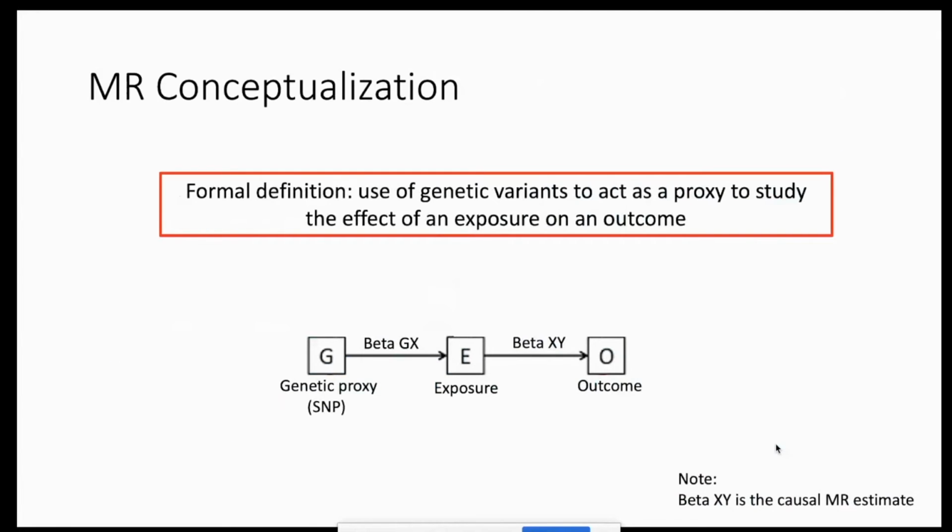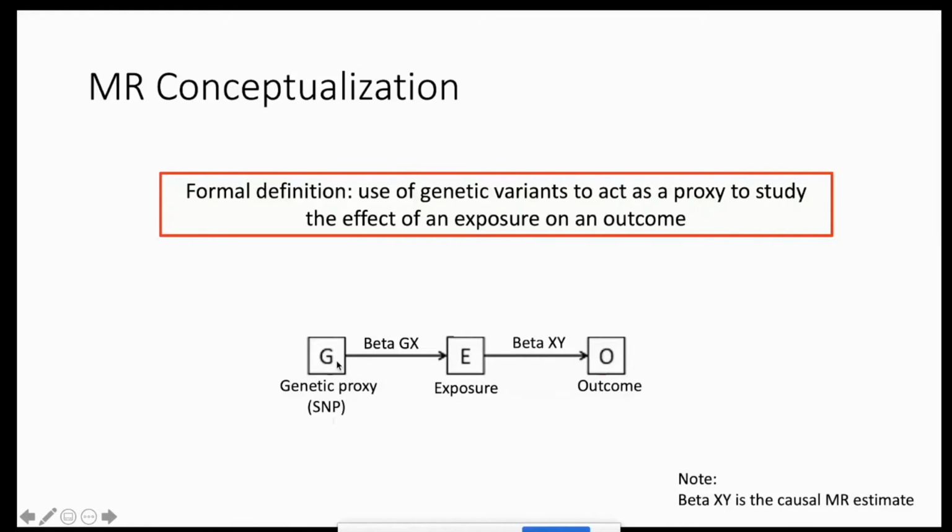So again, the formal definition here is that Mendelian randomization, or MR, is the use of genetic variants to act as a proxy to study the effect of an exposure on an outcome. And we can visualize this using what's called directed acyclic graphs. So here we have the genetic proxy, or the single nucleotide polymorphism. Here we have the exposure, and here we have the outcome.